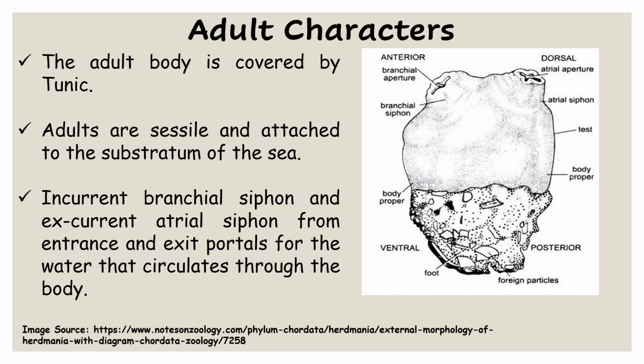And this is the adult we are discussing here. The adult is a completely sessile form. The body is covered by a leathery covering known as the tunic. We can clearly see in this diagram the presence of two openings: this one is known as the atrial aperture, and on the other side, towards the anterior end, is the branchial aperture.